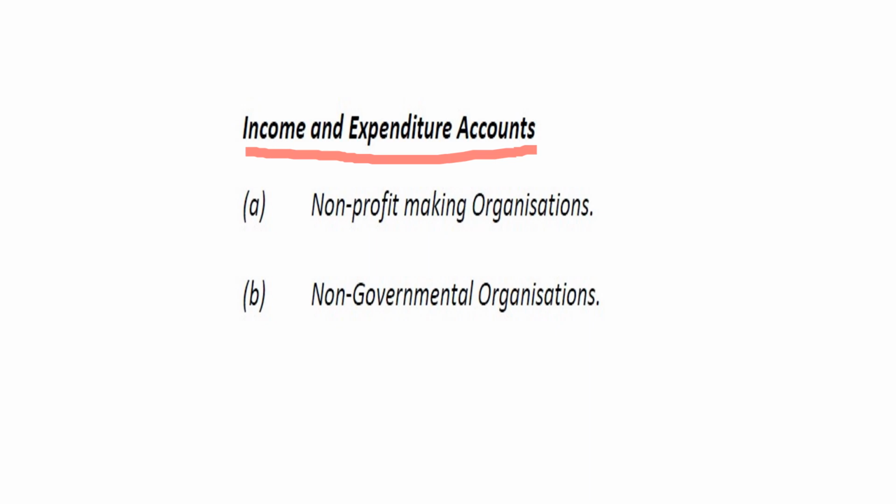But for non-profit making organizations and non-governmental organizations, and indeed for the cooperative societies and so on, the income and expenditure account is still the same. Okay, the non-governmental organizations, you may find those are the ones that may receive a grant from the government. Okay, so let's move on to the next topic.